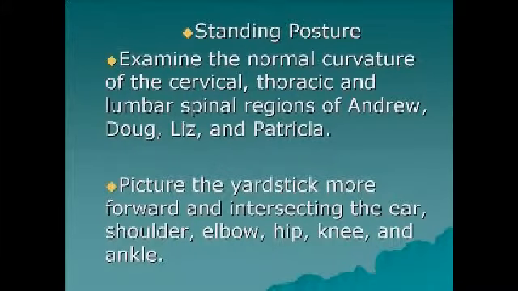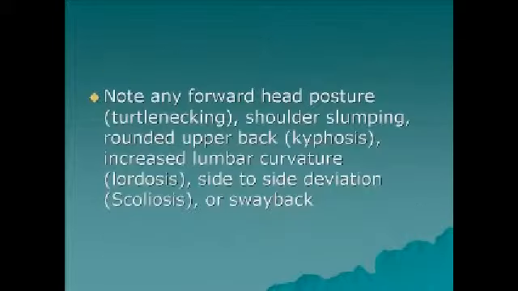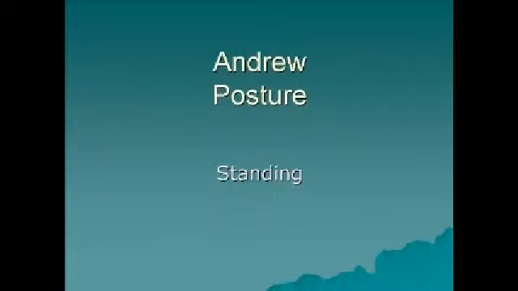Examine the normal curvature of the cervical, thoracic, and lumbar spinal regions of Andrew, Doug, Liz, and Patricia. Picture the yardstick more forward and intersecting the ear, shoulder, elbow, hip, knee, and ankle. Note any forward head posture, turtlenecking, shoulder slumping, rounded upper back, kyphosis, increased lumbar curvature, lordosis, side-to-side deviation, scoliosis, or sway. The first video will look at Andrew's posture in standing.